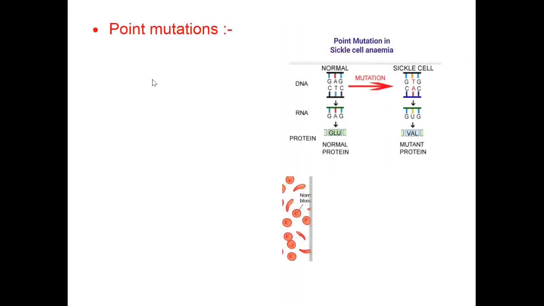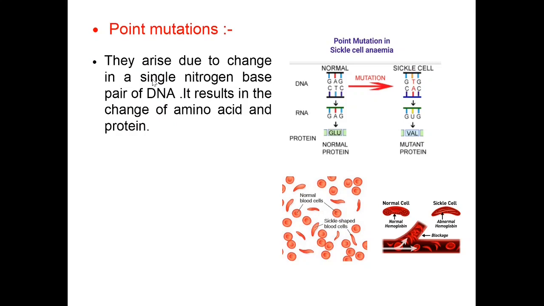Point mutations. They arise due to a change in a single nitrogen base pair of DNA. Look at the diagram here. This is a single base pair AT. It is replaced by TA. It results in a change of amino acid and protein. Instead of glutamic acid, valine is formed. Hence, instead of normal protein, mutant protein is formed.